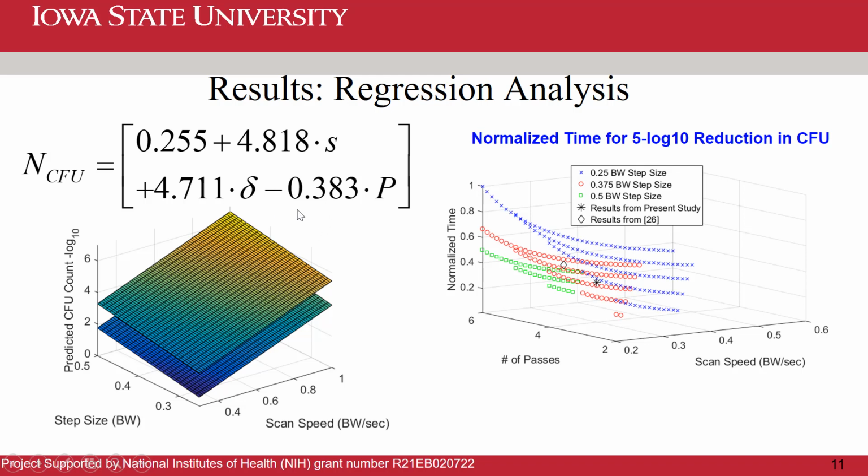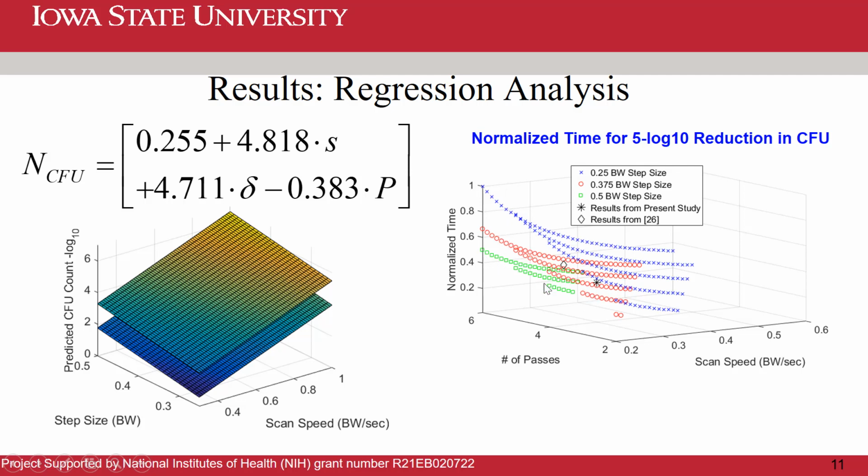Now once we did the regression analysis, we could also use that to predict which parameters would give us the best performance in terms of maintaining efficacy while also reducing the time. And so this is a normalized time for the parameters where we still wanted a 5 log reduction in the colony forming units. And so here we have the number of passes, and here we have the scan speed, and on the vertical axis we have the normalized time. And the blue corresponds to 0.25 beam widths per step, the red is 0.375, and the green is 0.5.